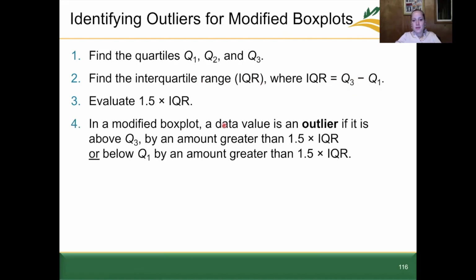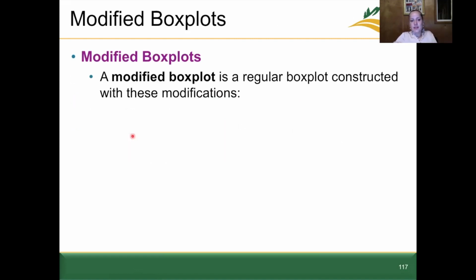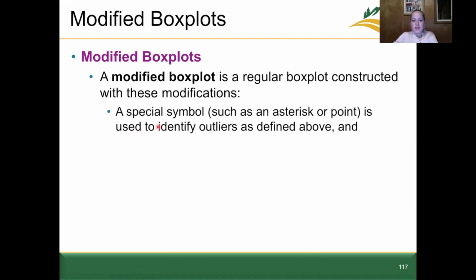So in this modified box plot, a data value is an outlier if it's above Q3 by any amount greater than 1.5 times the IQR. It's also an outlier if it's below Q1 by any amount greater than 1.5 times IQR. And we will do an example of this. First, let me clearly define a modified box plot. So this is a regular box plot, but it's constructed with these modifications. One is that we have a special symbol. It's an asterisk, a star. These are used to identify the outliers.